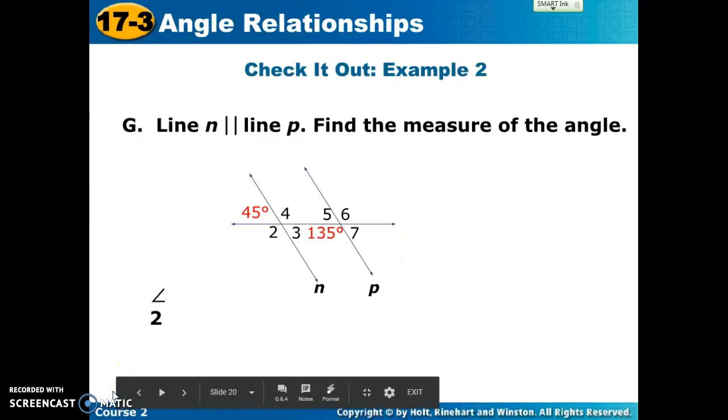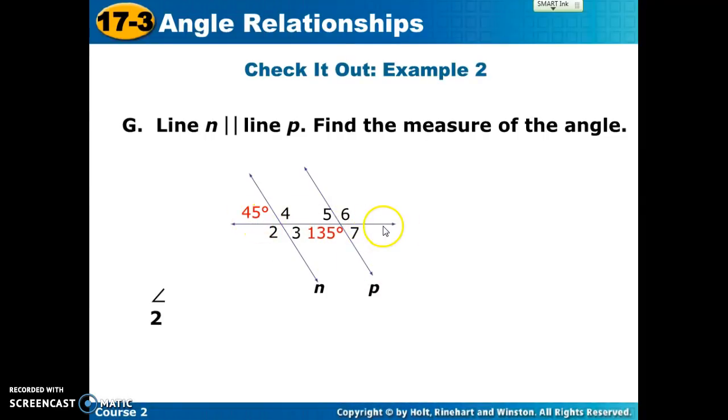Alrighty, let's go through another example. Here we have two parallel lines, N and P, with a transversal going through them. And we end up with 8 different angles. We have one of the angles, angle 1 at 45 degrees. And we have angle 8 at 135 degrees. And as Mrs. Peterson said, we can find out using vertical angles.